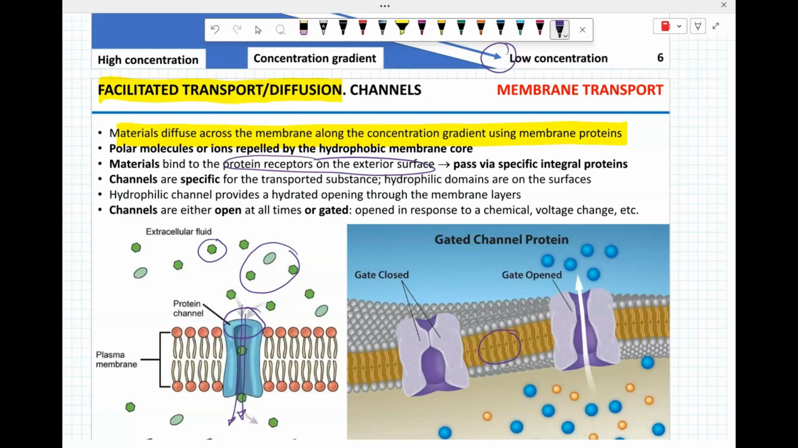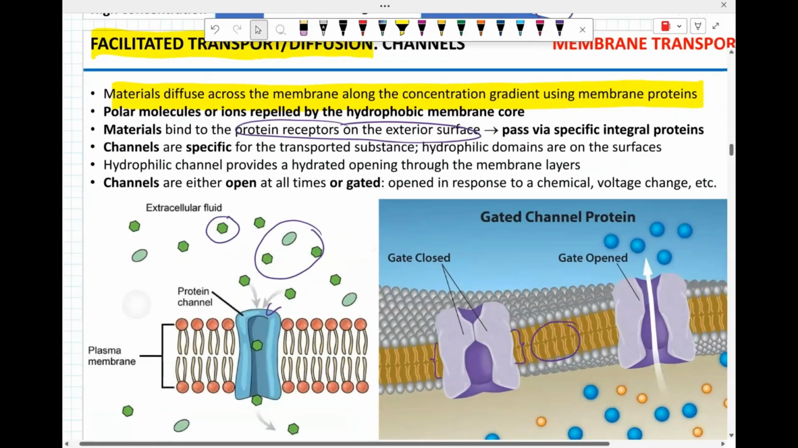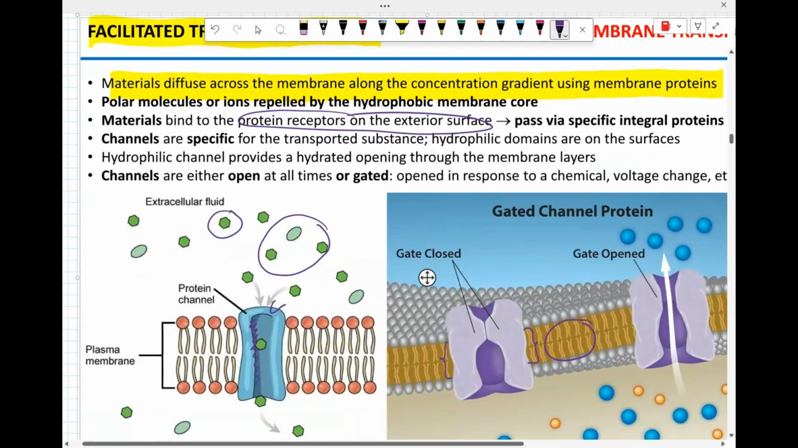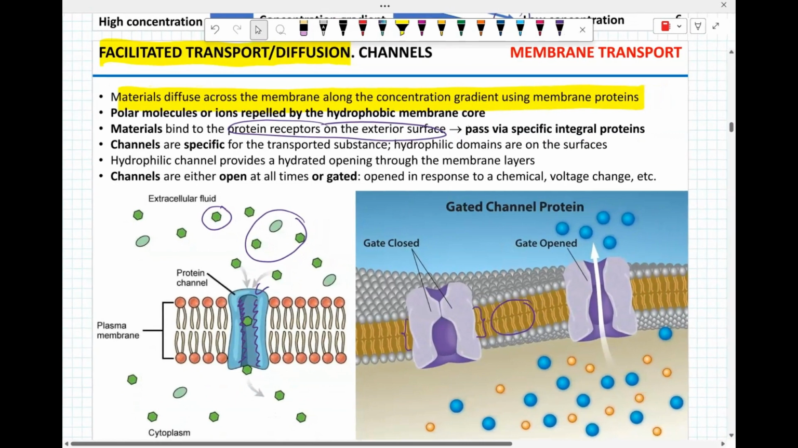So the channel on the inside is hydrophilic. It's important to note because we just discussed that the parts of the protein that interact with the hydrophobic core of the membrane are essentially hydrophobic. However, this part of the channel, the inside of the passage, is hydrophilic, and it provides the pathway which is hydrated essentially, a pathway that contains plenty of water molecules.